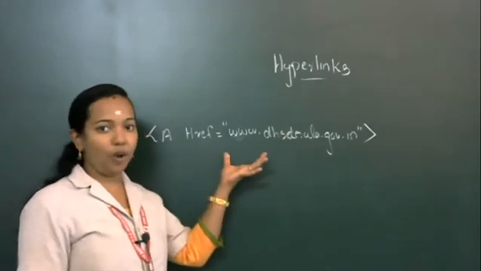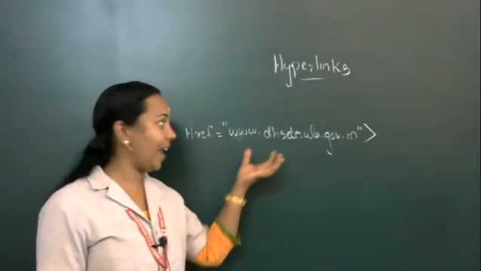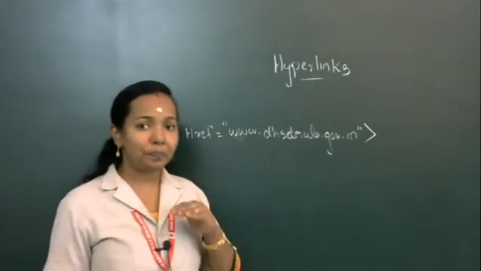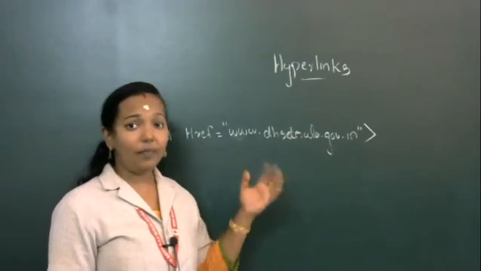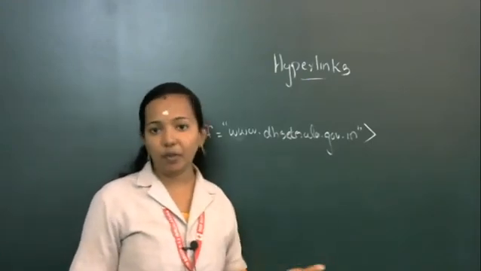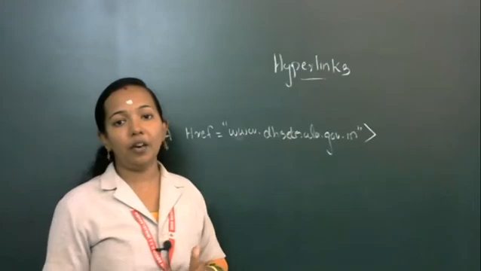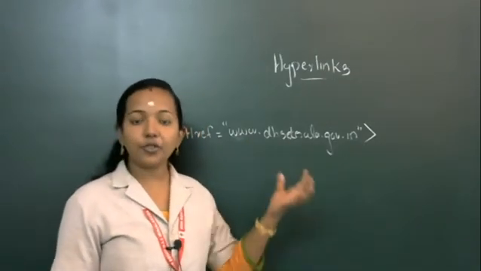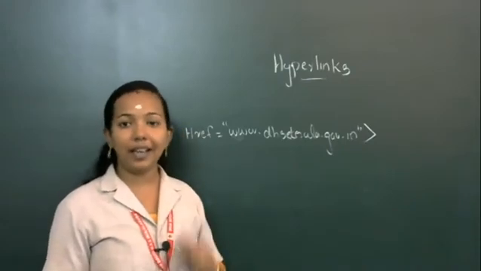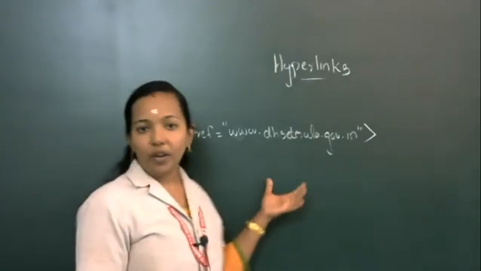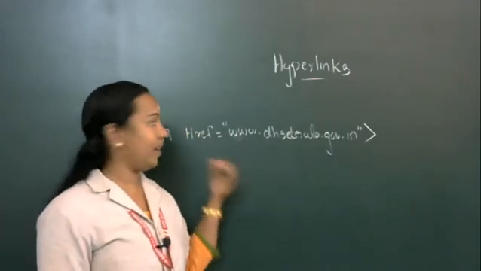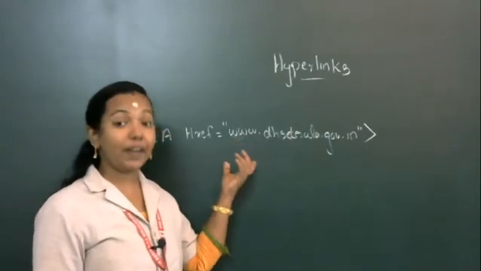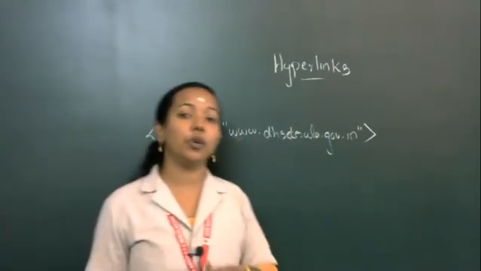So this is just the opening. We are opening the anchor tag and also specifying the reference, which web page we are including in our web page, and what its address is: dhsekerala.gov.in. This website I am going to include in my web page. You already know the anchor tag is a container tag, so the opening section and closing section will be there. Here I have only opened the anchor tag, and next I want to close it.